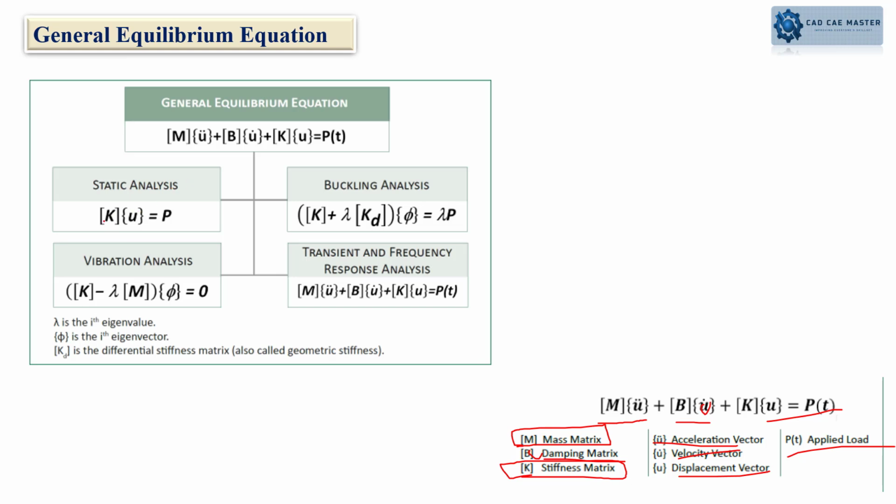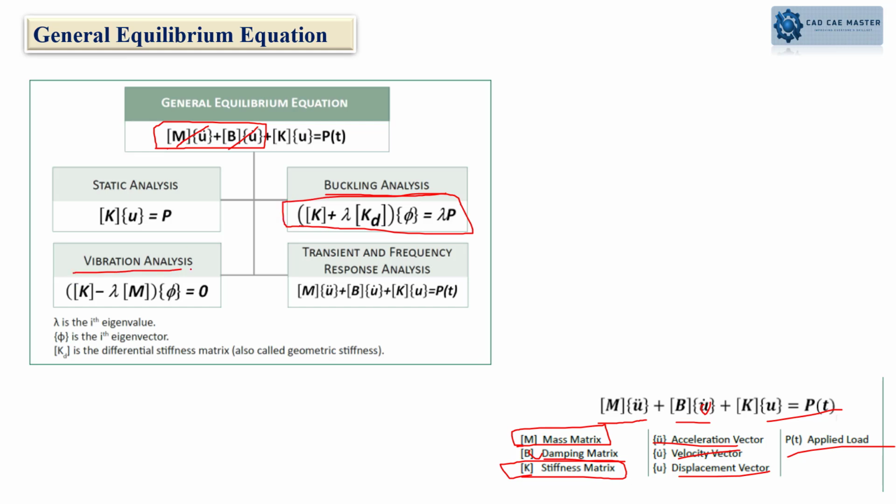Now when it comes to static analysis, we are not going to take the acceleration and the velocity into account. We don't take the damping and the mass matrix into account. We only consider the stiffness matrix and the loading, because in static conditions we don't have all these things. Now when it comes to buckling, we have this formula which we can utilize to solve the buckling problems.